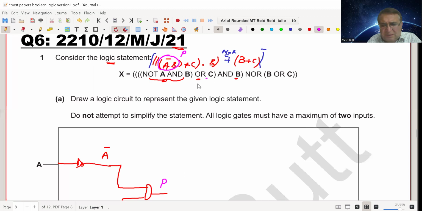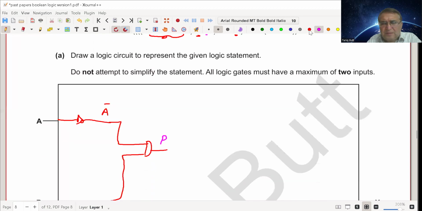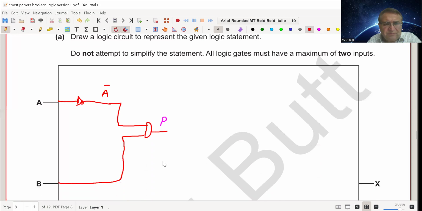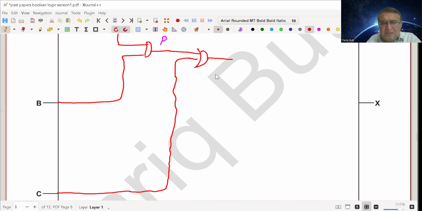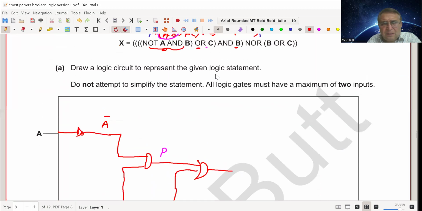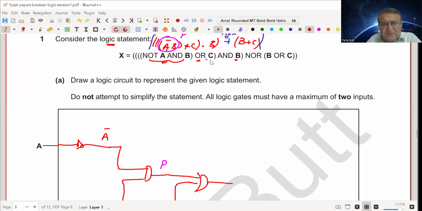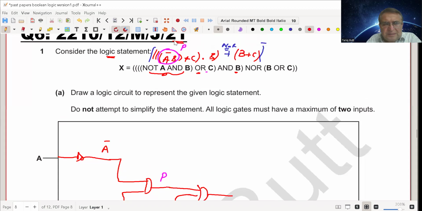This whole thing, you have to OR it with C. So C is, you can tap it from here. And then you have to OR with C. So P is this one, OR with C. Let's say this whole P OR with C, till here, you call it Q.